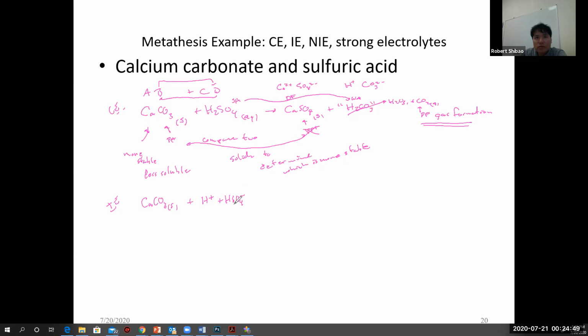When we look at HSO4 minus, HSO4 minus is not one of the 7 strong acids, so we don't do a step 2 dissociating this. We just leave it as H plus and HSO4 minus. This is a common mistake that people make with H2SO4. Some people want to split it up into 2 H plus and 1 sulfate. It's not right.